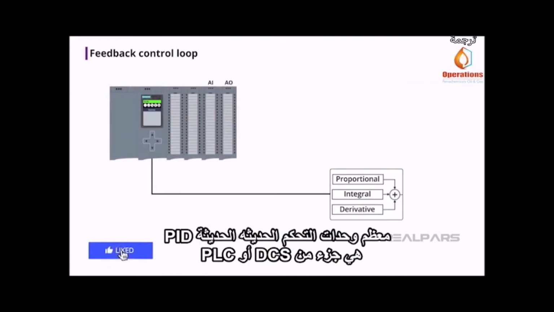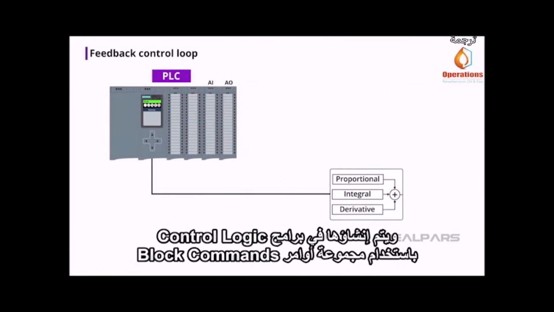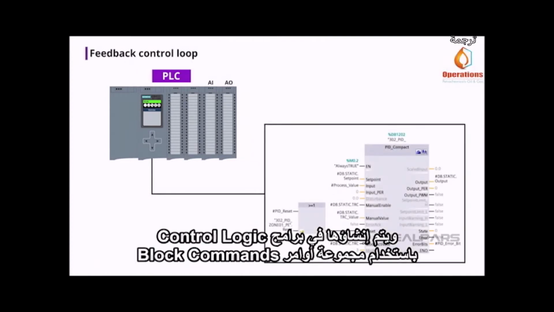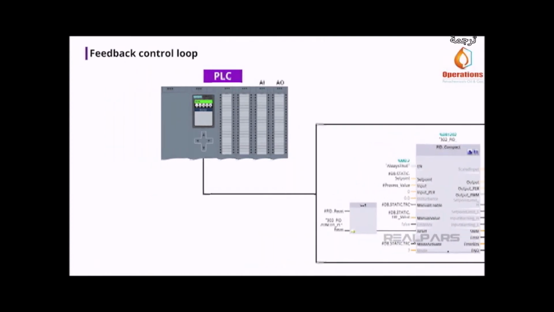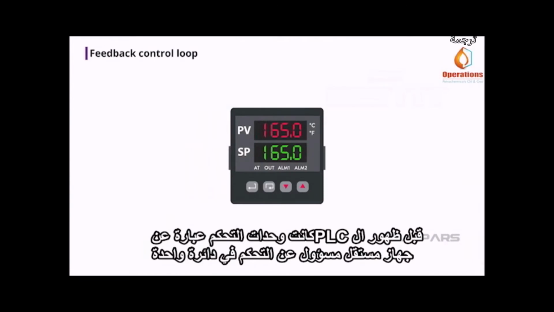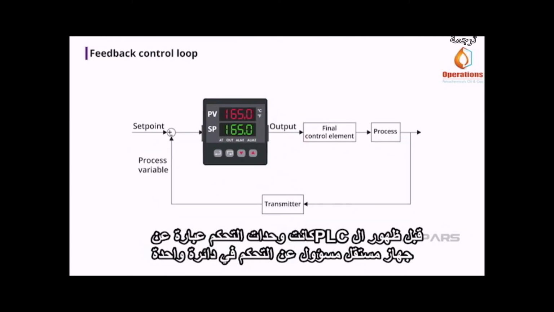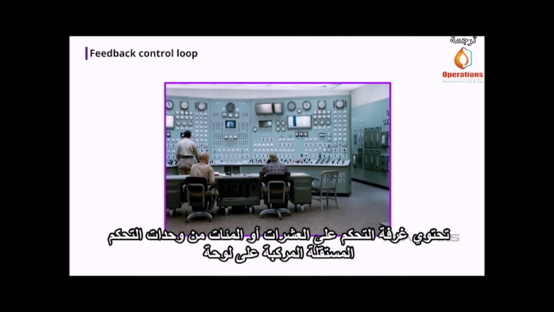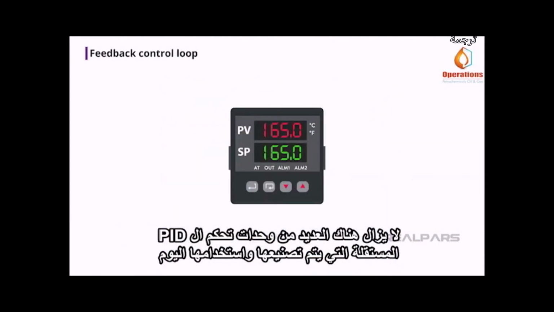Most modern PID controllers are part of a PLC or DCS and are created in the program control logic using block commands. Before PLCs came along, a PID controller was a standalone device, responsible for controlling one loop. A control room would have dozens or hundreds of standalone controllers mounted on a panel. There are still many standalone PID controllers being manufactured and used today.